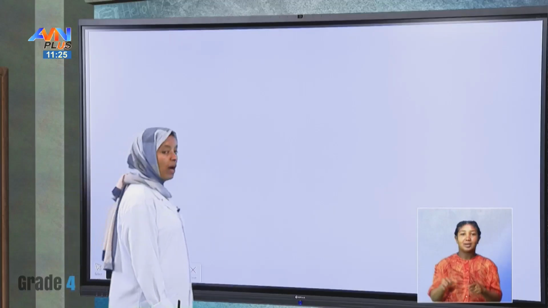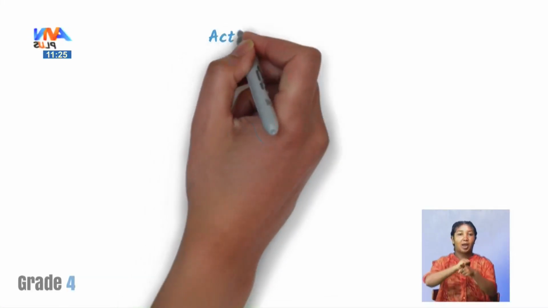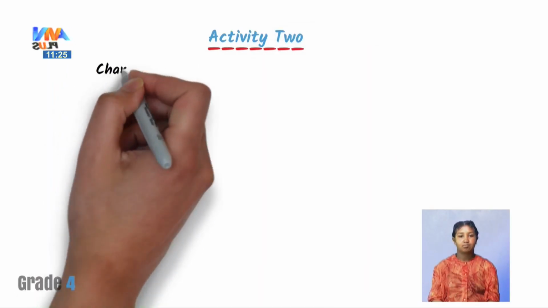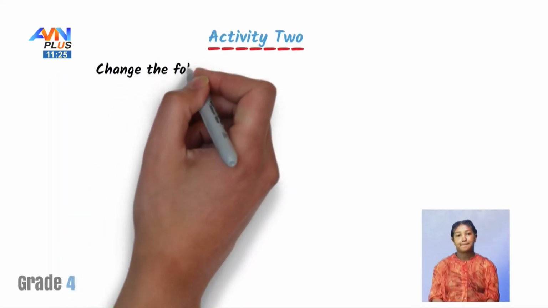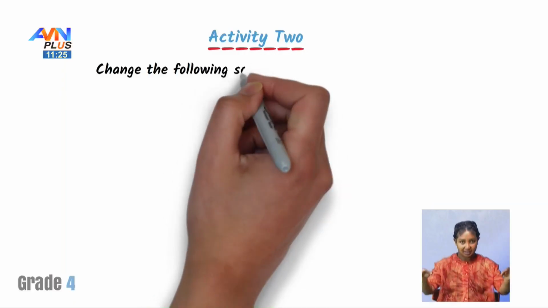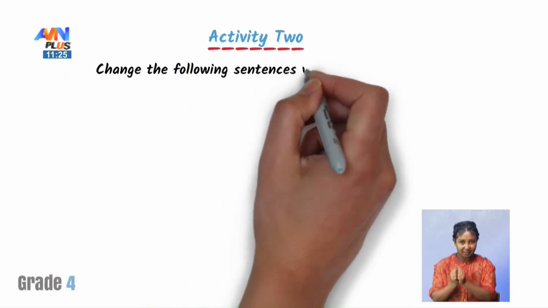Let me add one activity and let us practice more. Activity 2. Change the following sentences with negative form.